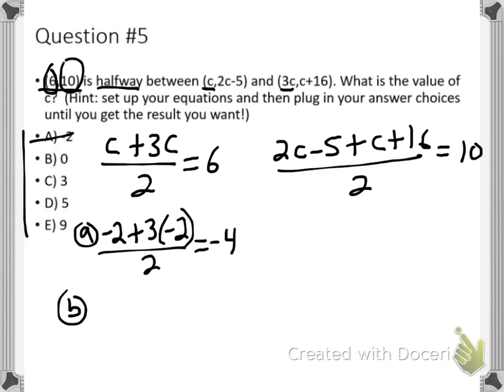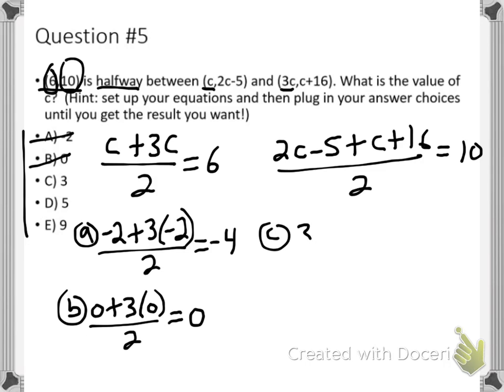Then we try B. This time we plug in 0 every place we see a C. So 0 plus 3 times 0 divided by 2 gives me 0. That's definitely not 6, which is what we're looking for, so it's not B. Then we try C. I'm going to plug in a 3 every place I see a C. So it becomes 3 plus 3 times 3 divided by 2, which in this case does give me a 6.